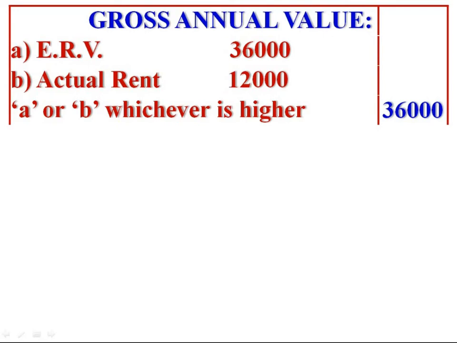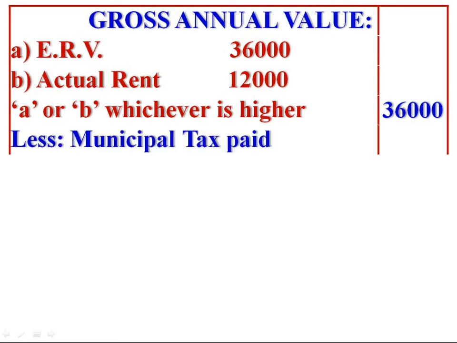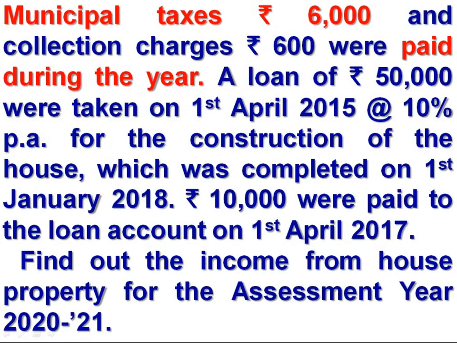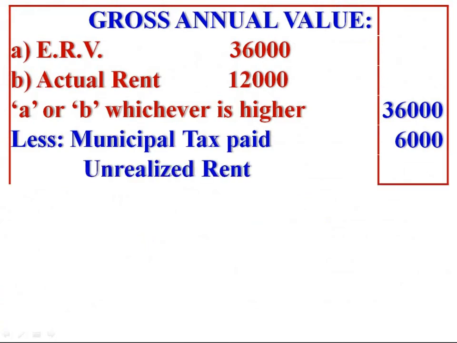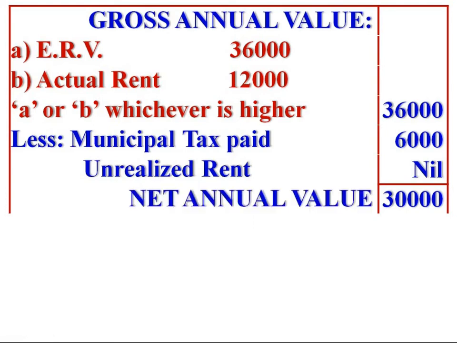From gross annual value, deduct municipal tax paid. We are given municipal taxes Rs 6,000 paid during the previous year. Therefore, municipal tax paid Rs 6,000. Then next deduction, unrealized rent. In this problem, there is no unrealized rent, nil. Deduct these items, we get Rs 30,000. It is the net annual value.